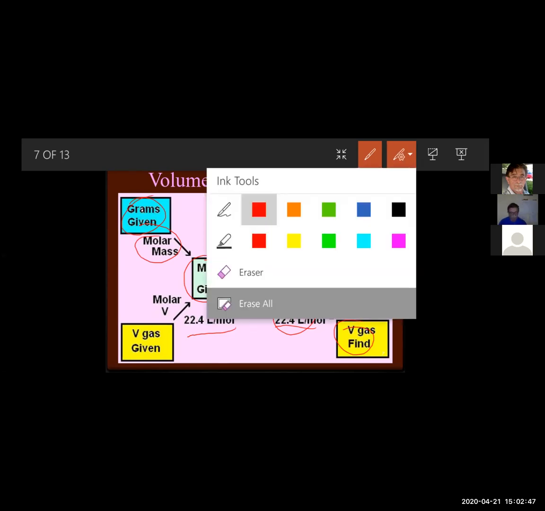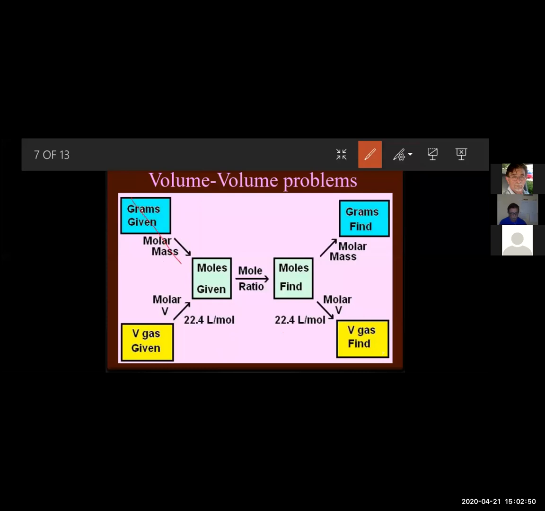I can go from any direction. I can go from here to here, or reverse, starting from here back to grams, or any direction thereof. I can go from grams given to grams find. It's going to get a little messy, but I think you get the gist of it. I can go this direction, this direction, this direction, not only in the forward, in the backward.